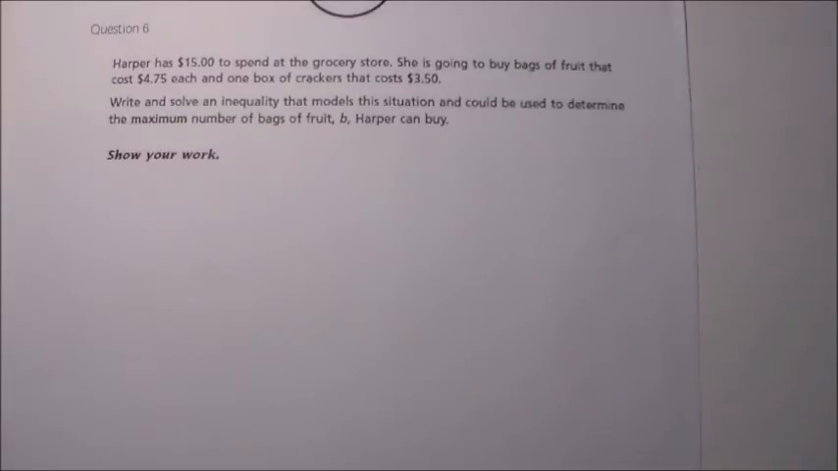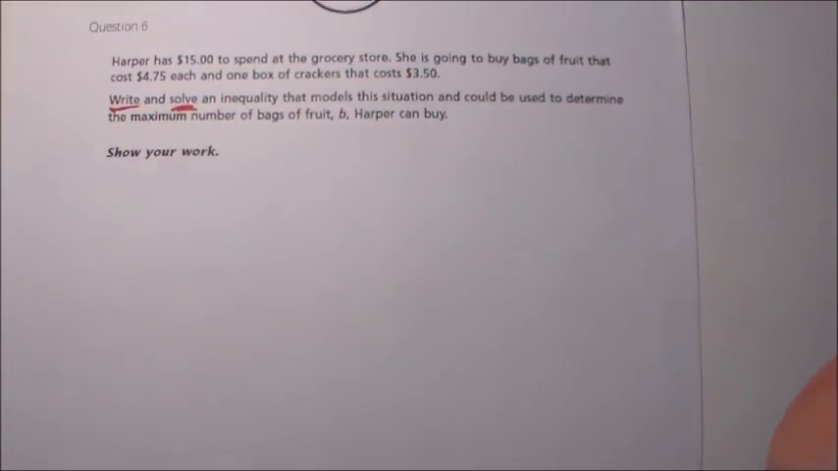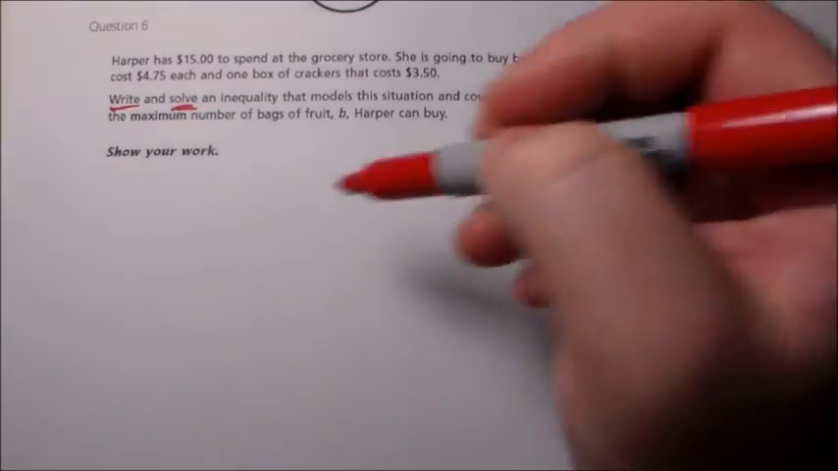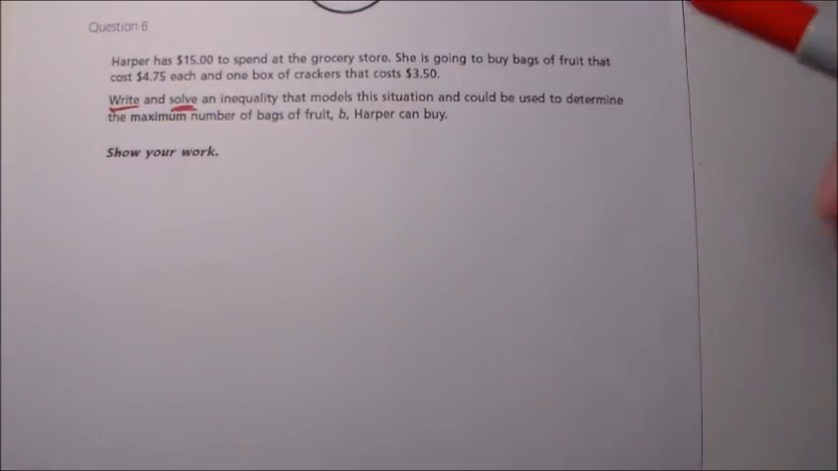And question 6, Harper has $15 to spend at the grocery store. She is going to buy bags of fruit that cost $4.75 each and 1 box of crackers that cost $3.50. Write and solve an inequality that models this situation and could be used to determine the maximum number of bags of fruit B Harper can buy. Okay, so we have to write and solve an inequality. You can't just solve it on scrap paper and say, oh, here's my answer. And you can't just write out the inequality. You have to do both, and you have to pay attention to what the question is specifically asking you.